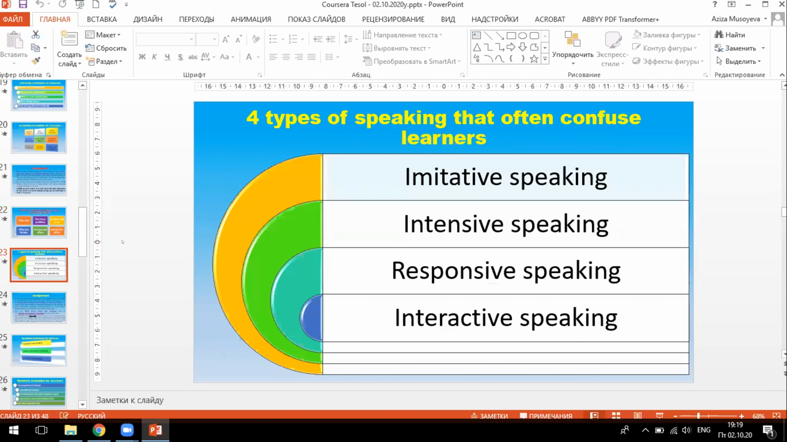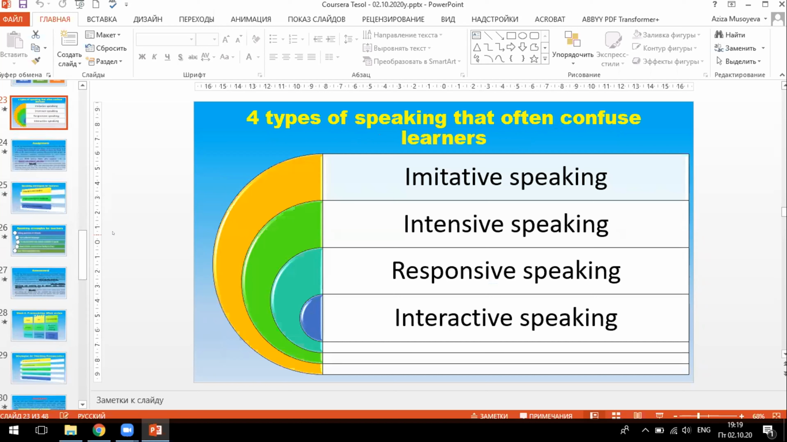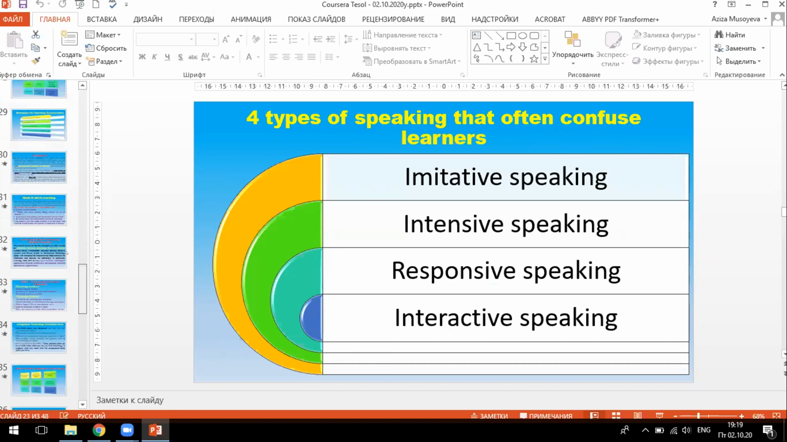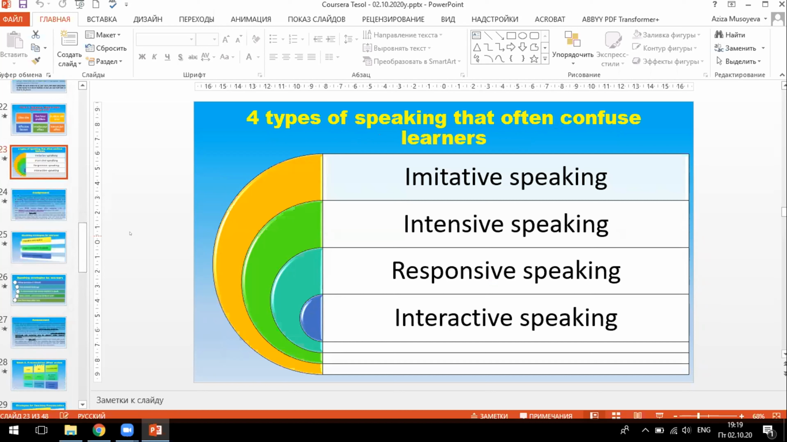So here we also need to talk about 4 types of speaking that often confuse learners. We have so many other slides, so I don't know if we can do them all today, but we need to finish, and that's why we need to be much faster.